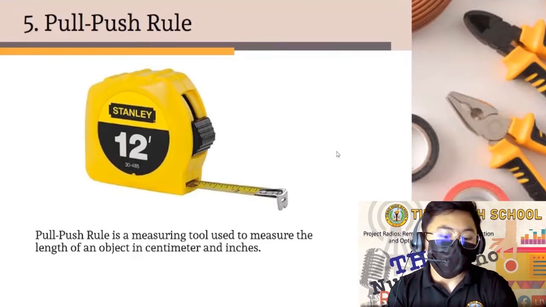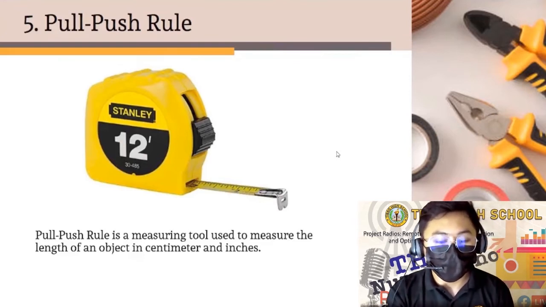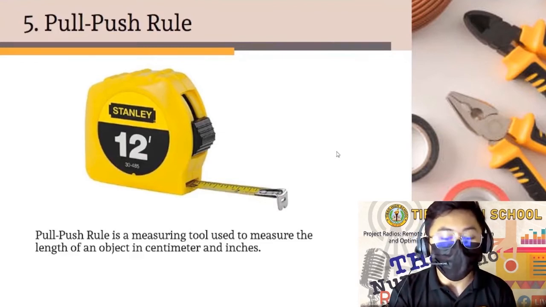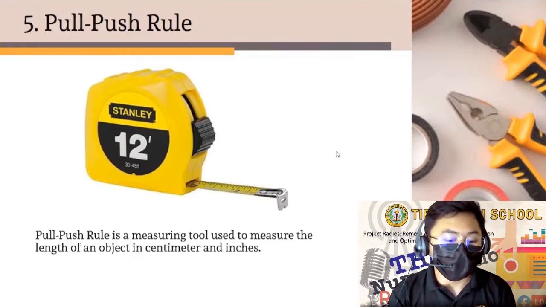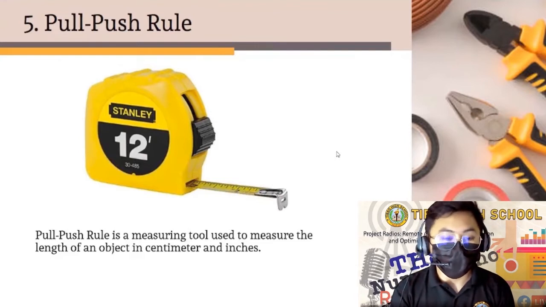So, ang kaibahan lang nito sa ruler ay of course, mas mahaba ang nami-measure nito kumpara sa ruler. Yan, tulad nung nasa larawan sa inyong mga modules, pati na din sa presentation, makikita dito na ang pull-push rule ay kayang mag-measure ng hanggang 12 feet. Ayan. And sa pull-push rule, aside from inches, makaka-measure ka din dyan ng centimeters, millimeters, yards, and feet, depending on what unit of measurement are you going to use on your project.